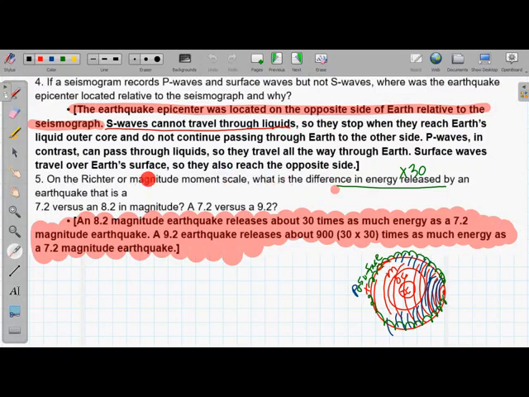All right, on the Richter scale and the moment magnitude scale, the energy released is measured in magnitudes of 30, right, or factors of 30. So if you have a magnitude 7 versus a magnitude 8, that is an increase of 30 times the energy. If it's from a 7 to a 9, that's 2 increases of 30 times. So that's 30 times 30, or 900 times the energy.